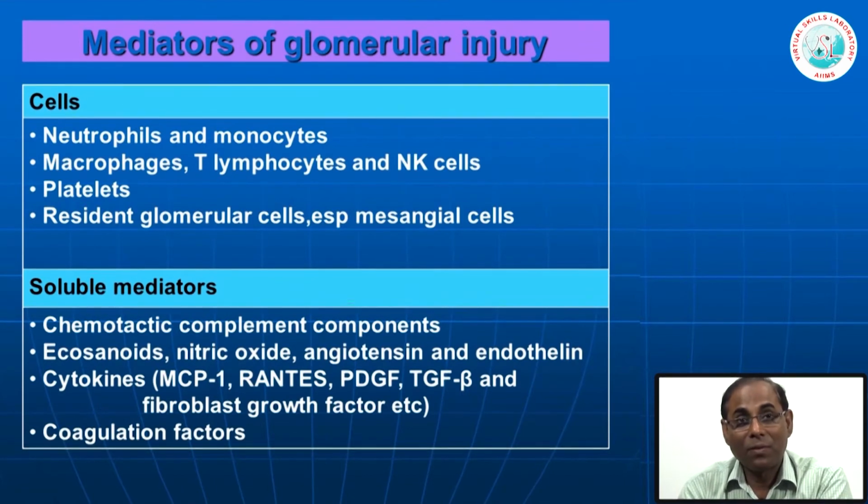There are several cytokines which cause glomerular injury: MCP1, RANTES, PDGF, TGF beta, and fibroblast growth factor. In fact, many of them are pro-inflammatory, many of them are pro-healing. The pro-healing causes fibrosis. As we have seen, if there is fibrosis in the glomerulus, it cannot be reversed back. So, if there is TGF beta upregulation, it can cause more fibrosis in the glomeruli, and that obviously causes glomerular injury. It will fail to reverse back to the normal glomerular structure and function.